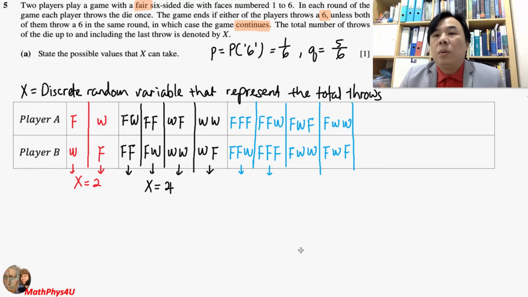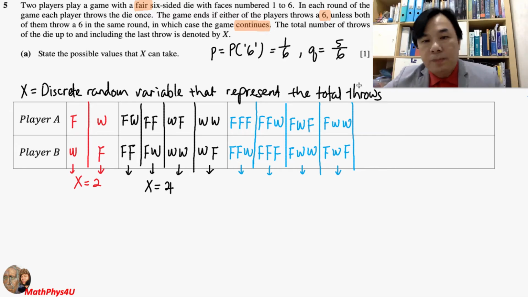All right, we have 4 possibilities so far. All right, so do check that out. So we have these 6 throws also. All right, are there any other possibilities? Okay, let's try it out.